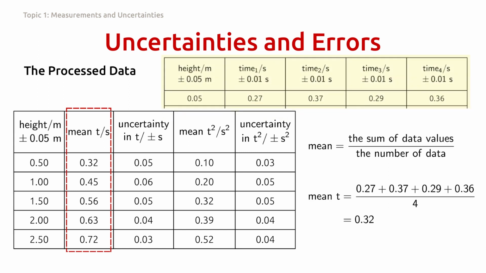Looking at this raw data, we can calculate the average time t, or the mean t, by summing all of the 4 measurements of t, and we divide by 4. The mean t for the first row here is 0.32.